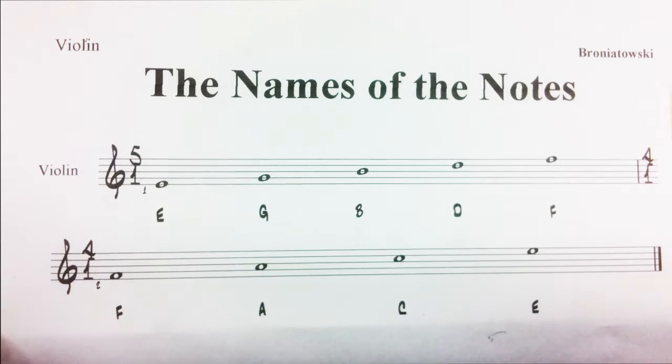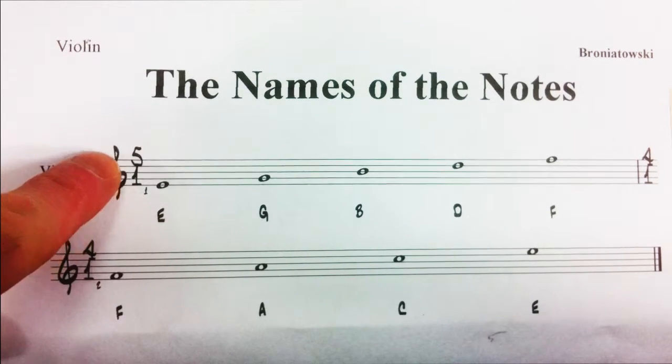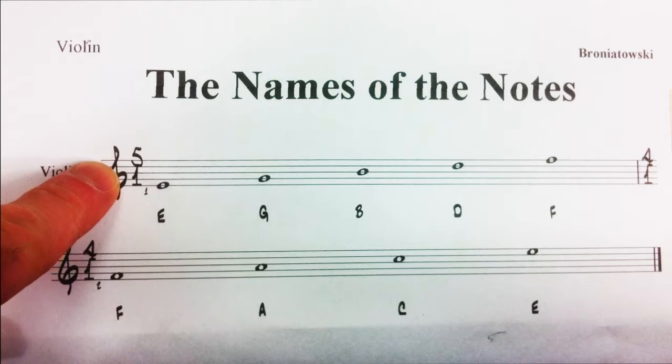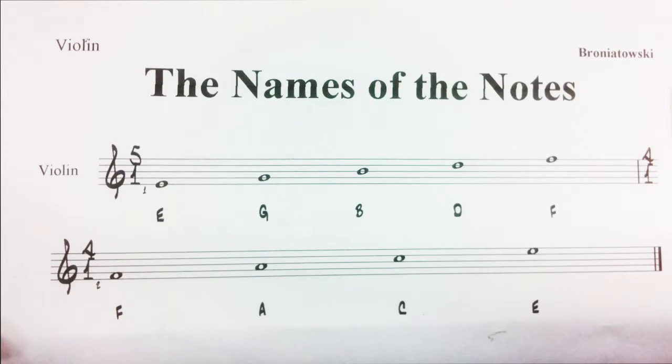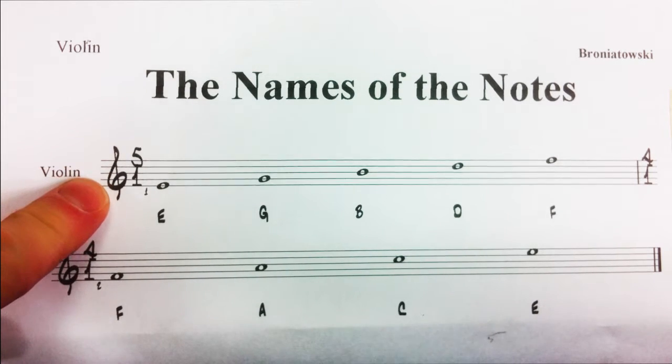Now, another thing we need to talk about is this symbol. What does that symbol mean? That is called a treble clef. Treble means that we're playing an instrument with high sounds. Now I know you're thinking the G string is not a high sound, and this is correct. But by and large, if you compare it to a cello or a bass, we're still playing high sounds. So that's what this tells us, but it also tells us something else.